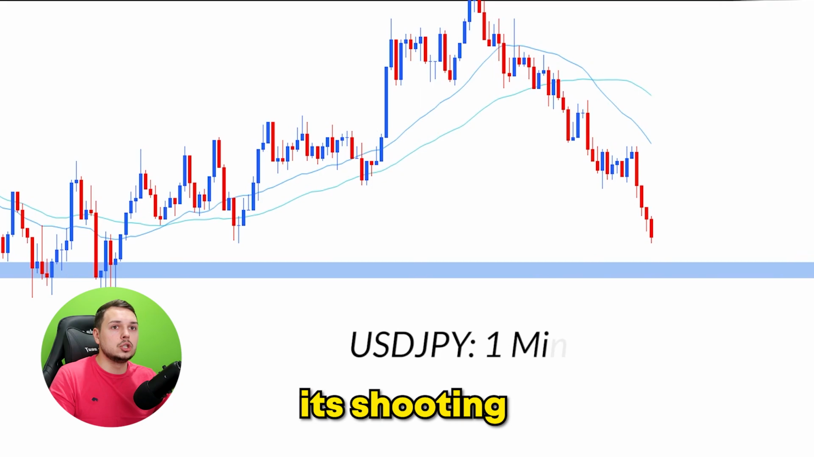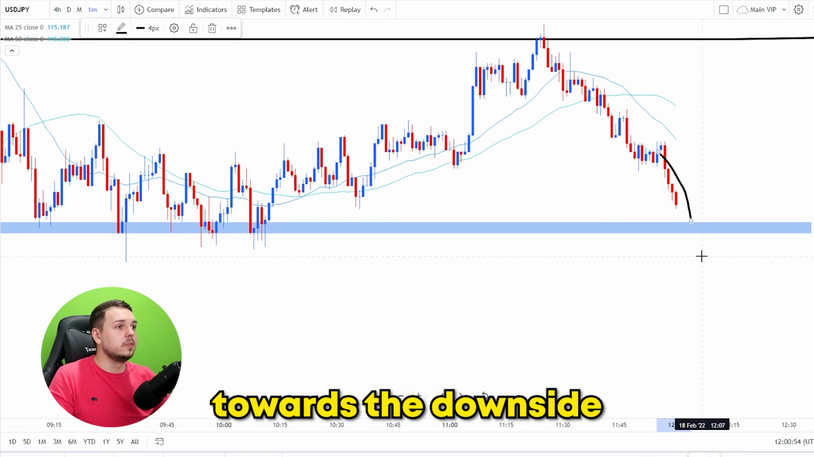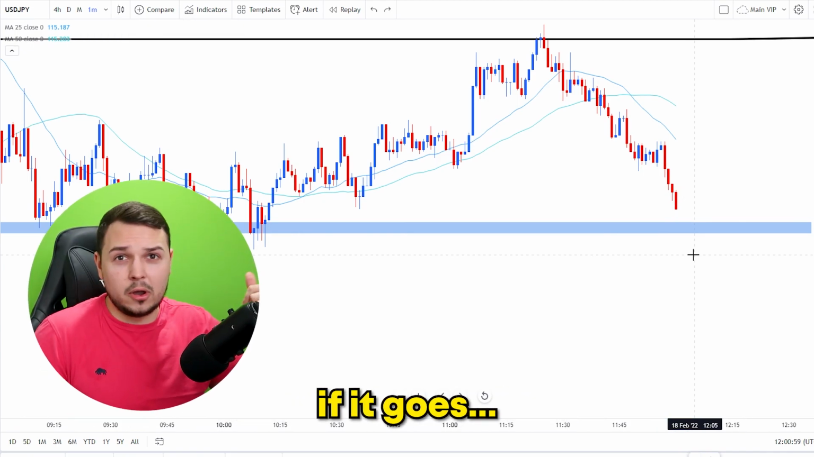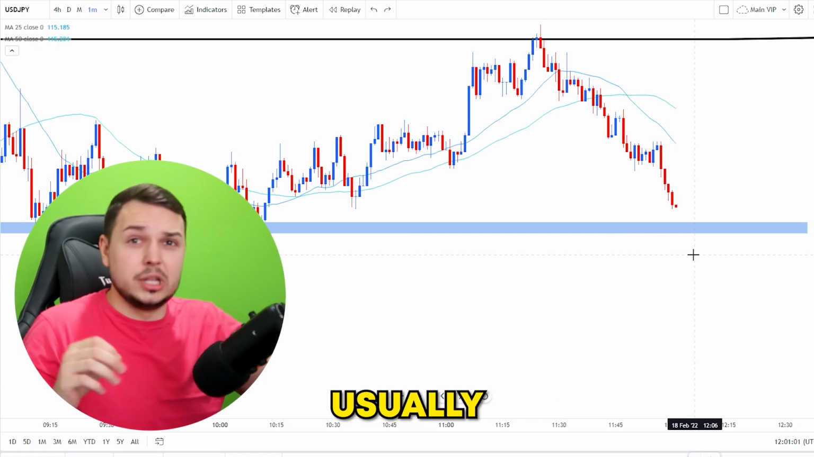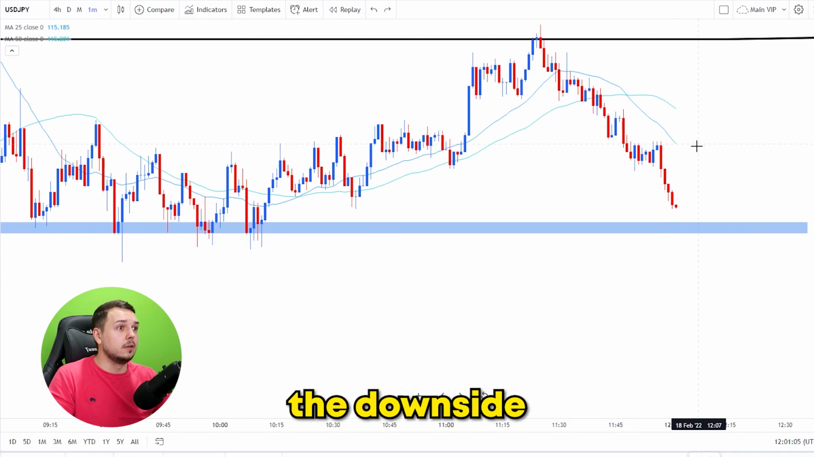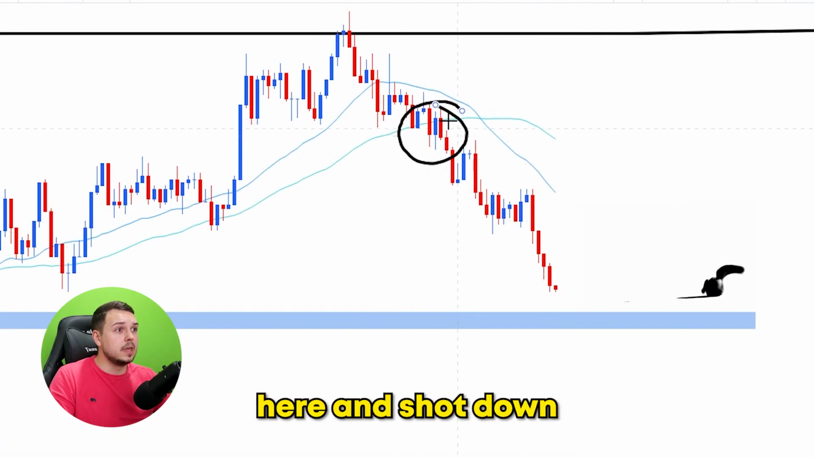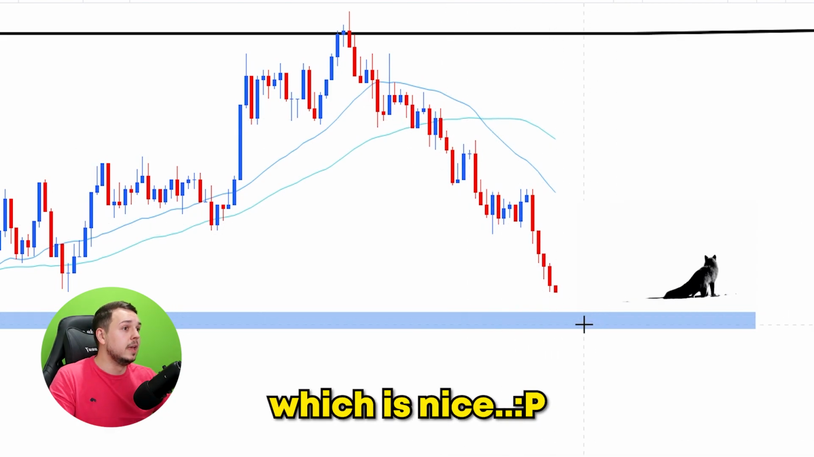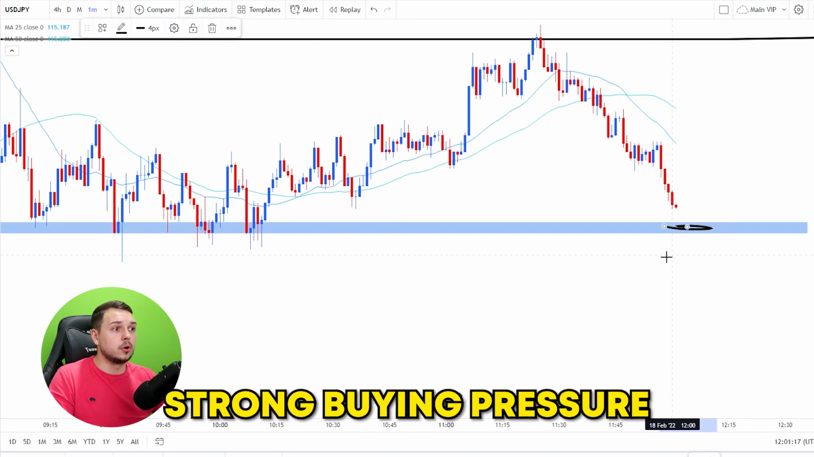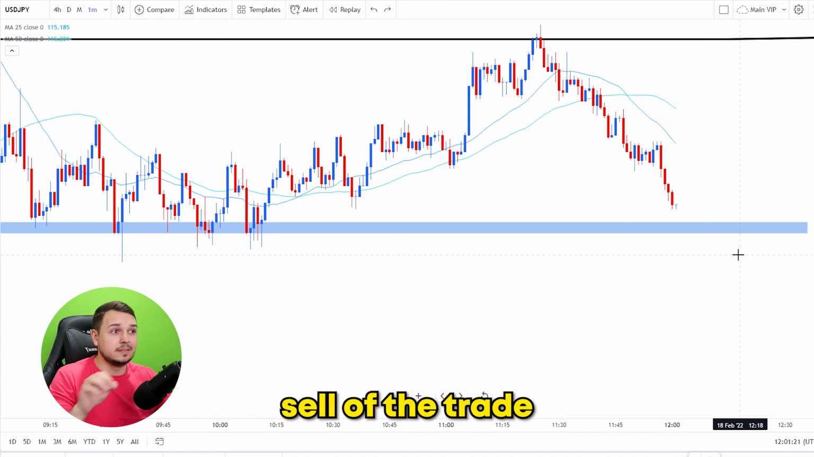And as you can see, it's shooting towards the downside nicely. A nice sharp turn towards the downside. That's why I love the Japanese yen currency pair. If it goes down and it trends down, usually it's quite steep, and as you can see, it's steeply trending towards the downside. It's not bouncing off the 25-50 moving averages. It just broke out here and shot down, which is nice. And this is where I expect some sort of turnaround. Strong buying pressure should be over here, so once we reach that zone, we can definitely sell off the trade.